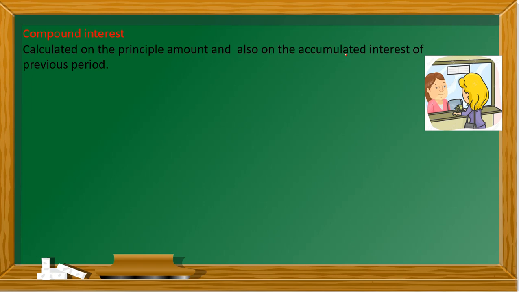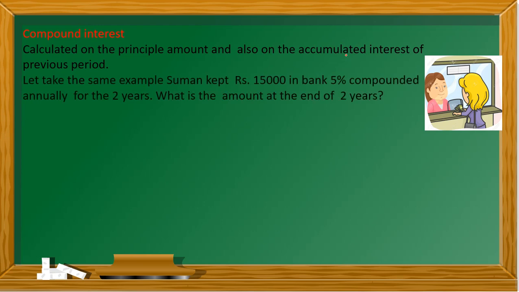Let's understand this with an example. The same example that we took for simple interest, we'll take here. Suman kept 15,000 rupees in a bank at 5% compounded annually for 2 years. What is the amount at the end of 2 years? Here we will calculate the compound interest year by year. So let's first take the simple interest for 1 year.